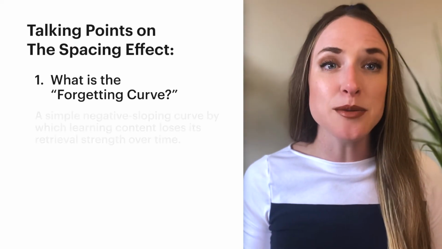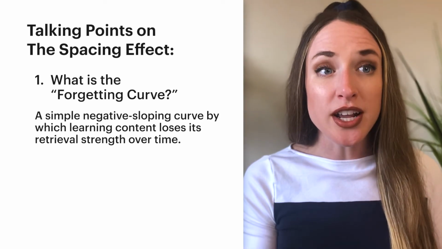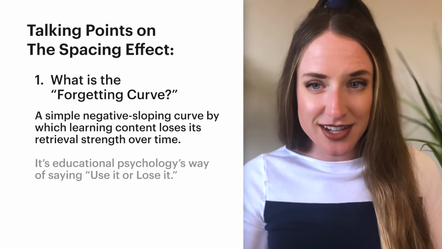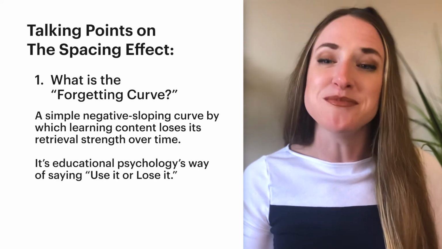Well, there you have it. You've made it to the end of the video. To recap, here are the talking points to keep in your back pocket when you're talking about the spacing effect with your students. Number 1, the forgetting curve. This is a simple negative sloping curve by which learning content loses its retrieval strength in the mind over time. It's educational psychology's way of saying use it or lose it.